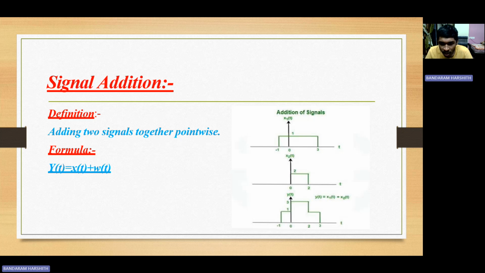And same for the interval 2 to 3, x1 of t, the value is 1, x2 of t, the value is 0. By adding both signals, we get x1 of t plus x2 of t is equal to 1. Hence, the bottommost figure is obtained through the signal addition. Like this, we are going to perform signal addition.